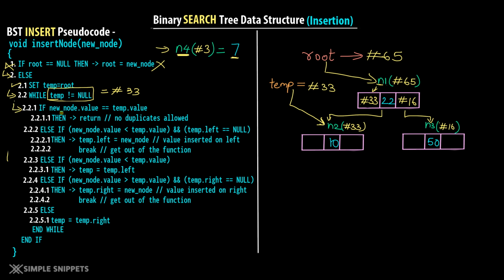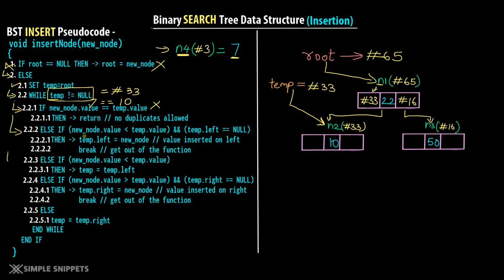So again we will check if new node.value equals temp.value. What is new node's value? New node is n4 that we want to insert. It is 7. Is 7 equal to temp.value? And now temp is pointing to n2. What is n2's value? 10. Is 7 equal to 10? No. So we will not execute 2.1, we will go to 2.2.2.